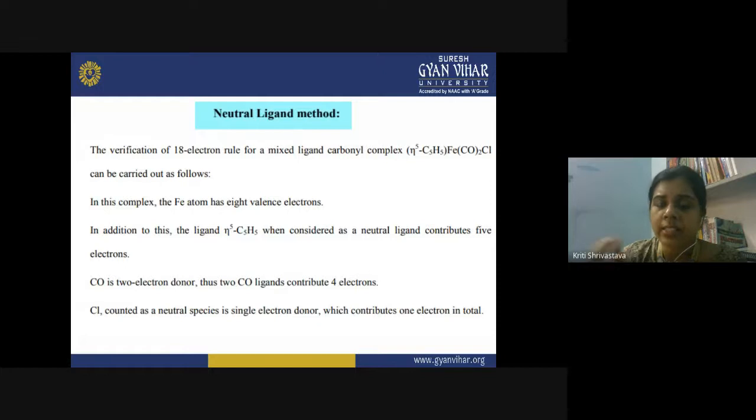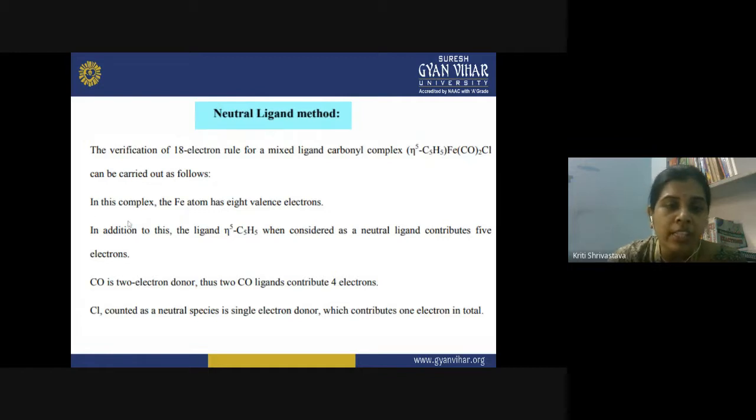Now let us see one example of how we perform the electron calculation in the neutral ligand method. So the verification of the 18 electron rule for a mixed ligand carbonyl complex. Let us see. We have taken this complex into consideration. So we have an iron atom here, which is combined with two carbonyls, one chloride and one cyclopentadienide. So let us see whether the complex is following the 18 electron rule or not.